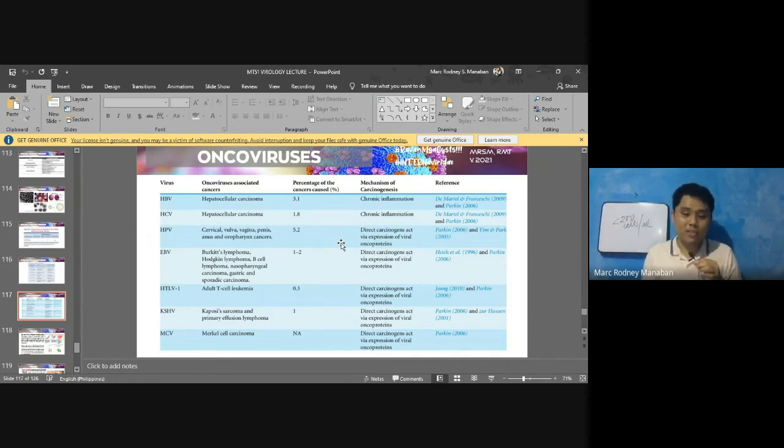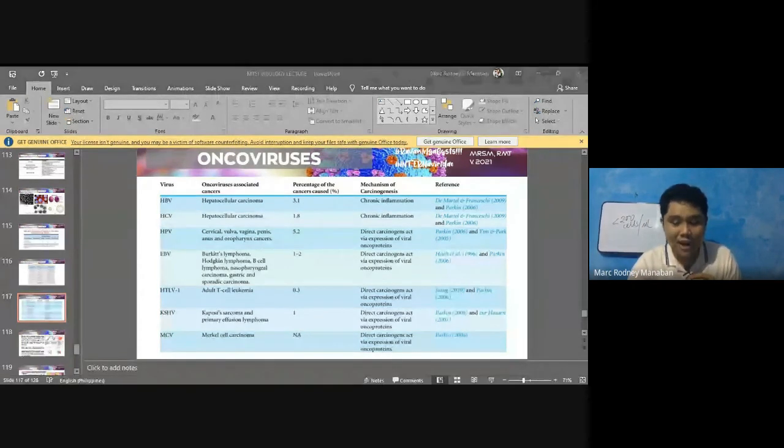And of course, the oncoviruses, we have 7. HBV and HCV, which cause hepatocellular carcinoma. HPV, again, causes cervical cancer, penile cancer, and also oropharyngeal cancers. EBV, Burkitt's lymphoma, Hodgkin's lymphoma, nasopharyngeal carcinoma, etc. HTLV-1, of course, adult T-cell leukemia. KSHV or HHV8, Kaposi sarcoma-associated herpesvirus, which causes Kaposi sarcoma and primary effusion lymphoma. And the most recent one is MCV, Merkel cell polyomavirus under the Polyomaviridae family. It causes Merkel cell carcinoma, which is a type of skin cancer. Okay, so these are the oncoviruses, meaning viruses that promote cancer. Okay, all right. So that's for the oncoviruses.